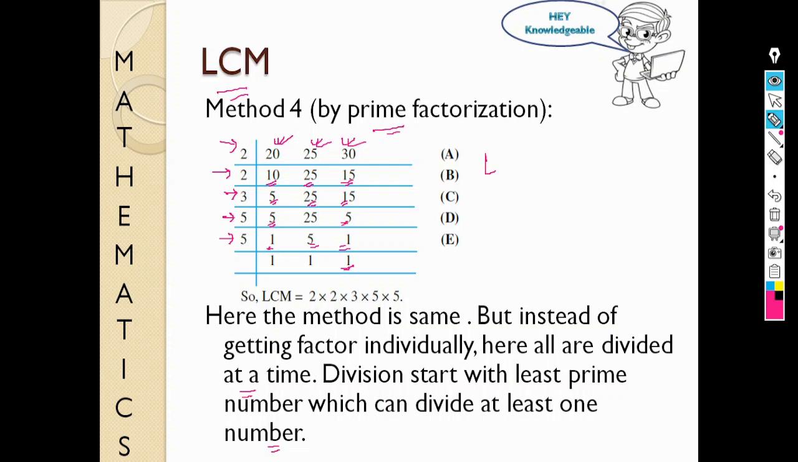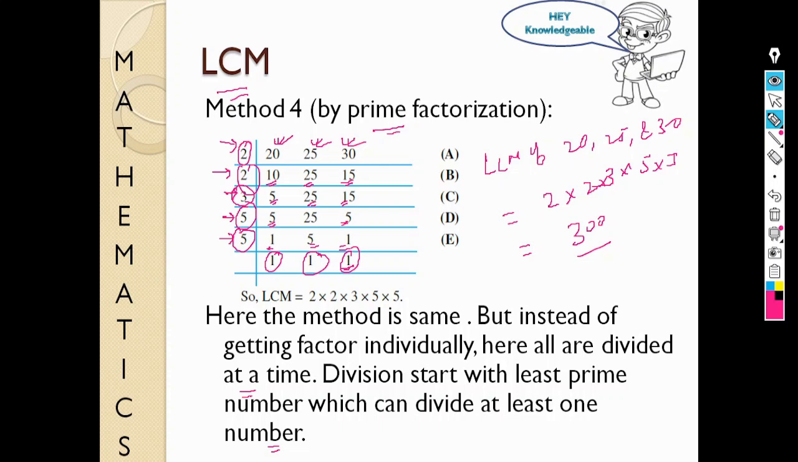So here the LCM of 20, 25 and 30 would be the product of all these divisors, that is 2, 2, then 3 here, this 5 again, this 5. So what answer will we get here? 4 into 3 is 12, 12 into 5 is 60, 60 into 5 is 300. So 300 would be the LCM of 20, 25 and 30.